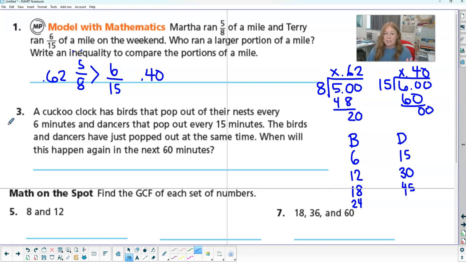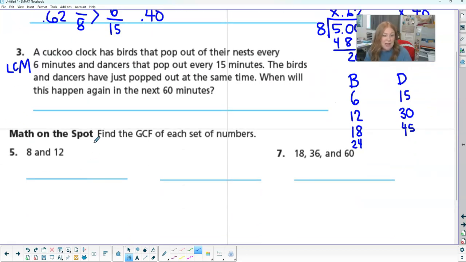What we're really doing is we're finding the LCM. We're finding the least common multiple. We listed our multiples. We found the smallest one that they have in common. Number 5 says to find the GCF, the greatest common factor. So factors are fewer, but then we're looking for the biggest one.